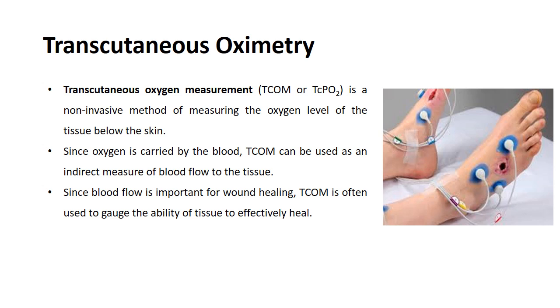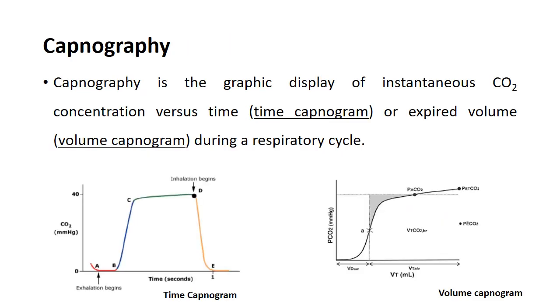Now coming to transcutaneous oximetry. Transcutaneous oxygen measurement is a non-invasive method of measuring the oxygen level of the tissue below the skin. Since oxygen is carried by the blood, it can be used as an indirect measure of blood flow to the tissue. And since blood flow is very important for wound healing, this method is often used to gauge the ability of tissue to effectively heal.